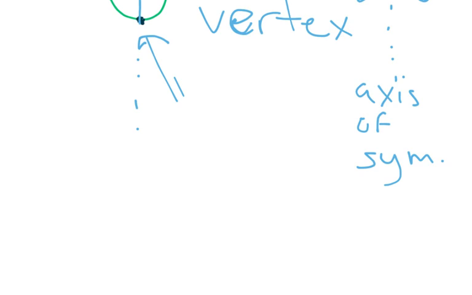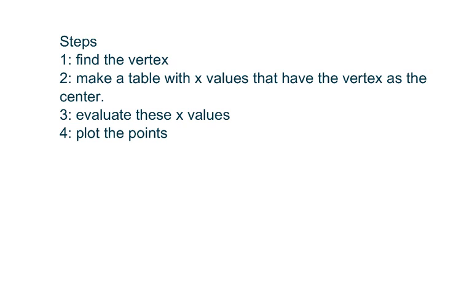Now we need to get all these important points so we can graph this. We're going to make a table, like always, as when we made a table for an exponential or linear. So here are the steps. First, we find the vertex. To find the vertex, we use negative b over twice a, and that's going to be the x value of the vertex.